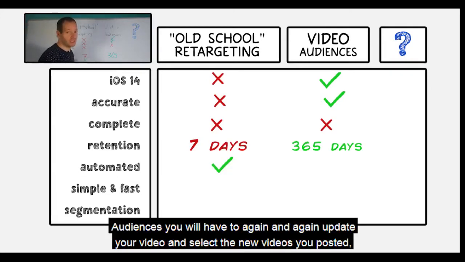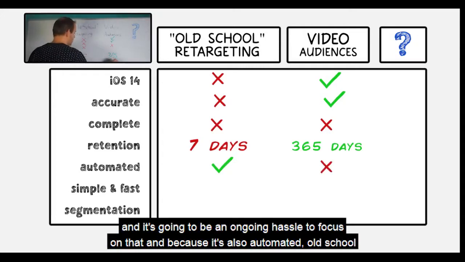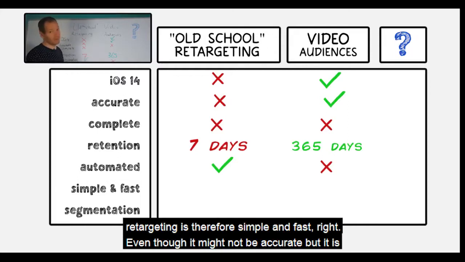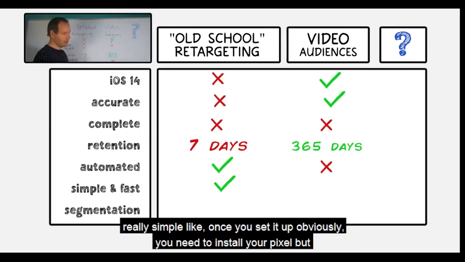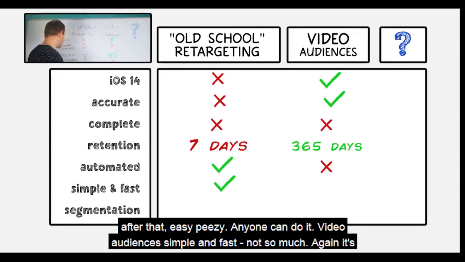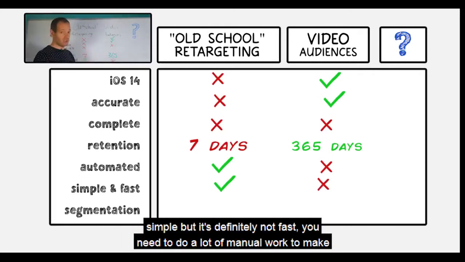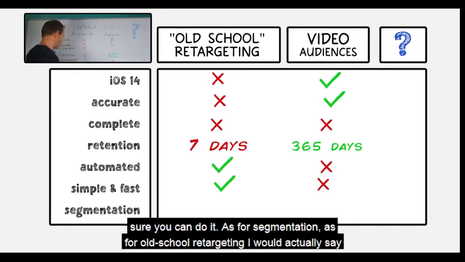Unfortunately for video audiences, you will have to again and again update your video audience, select the new videos you posted, and it's going to be an ongoing hassle. And because it's automated, old school retargeting is simple and fast, right? Even though it might not be accurate, it is really simple. Once you set it up, obviously you need to install your pixel, but after that, easy peasy, and anyone can do it. Video audiences, simple and fast, not so much. Again, it's simple, but it's definitely not fast. You need to do a lot of manual work.